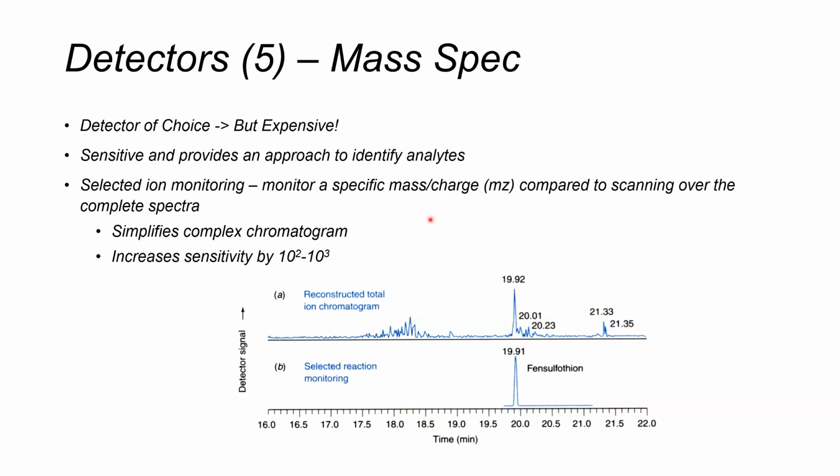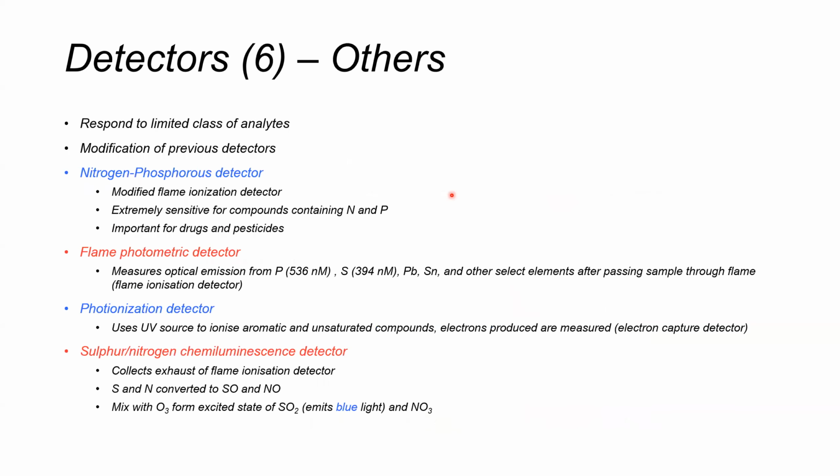So this is selected ion monitoring. So monitor a specific mass to charge ratio compared to scanning over the complete spectra, and it simplifies a complex chromatogram and increases sensitivity by around about 100 to 1,000 times.